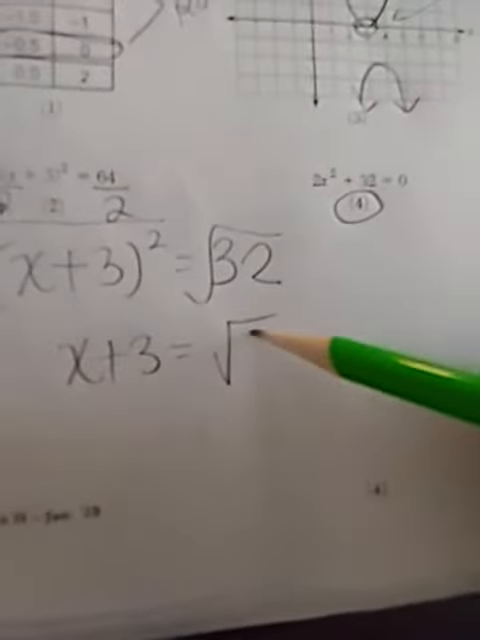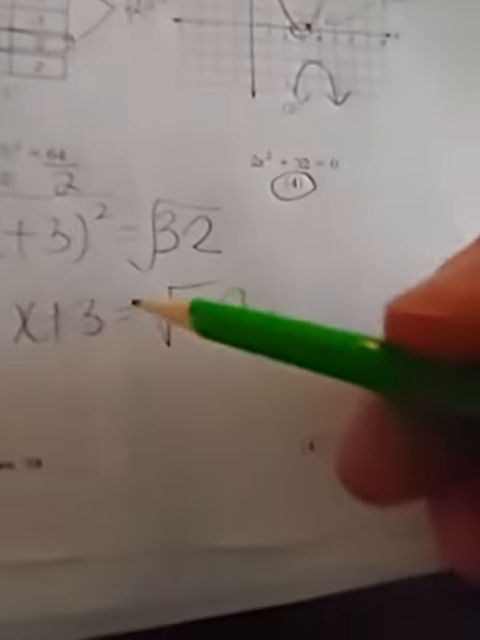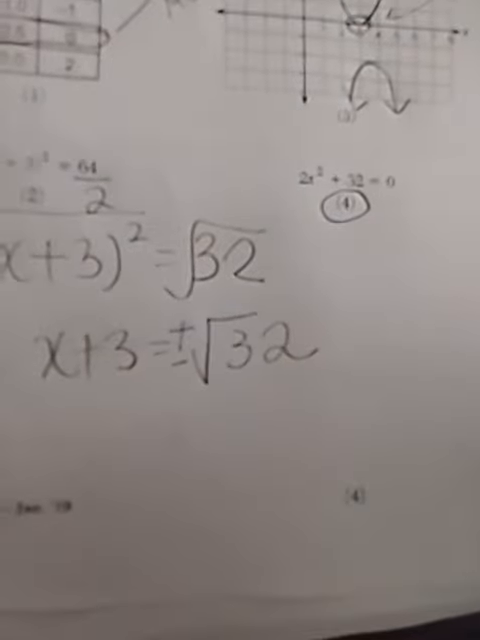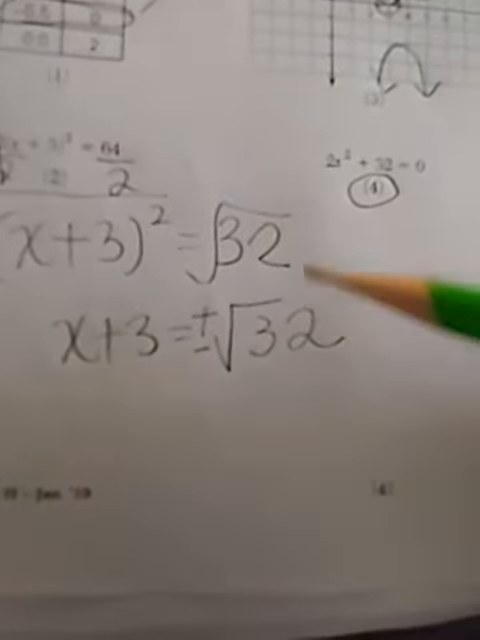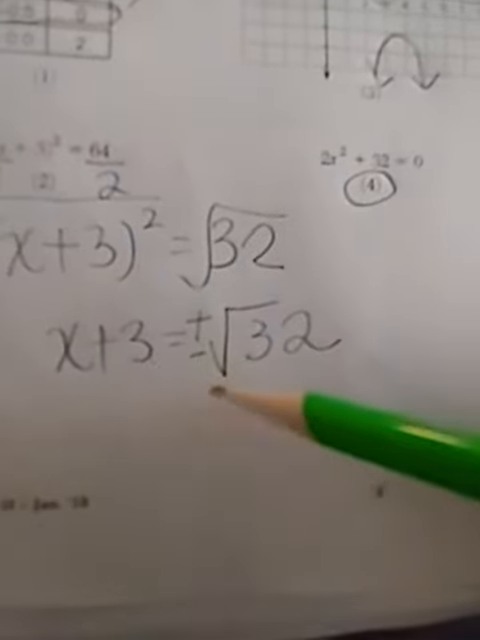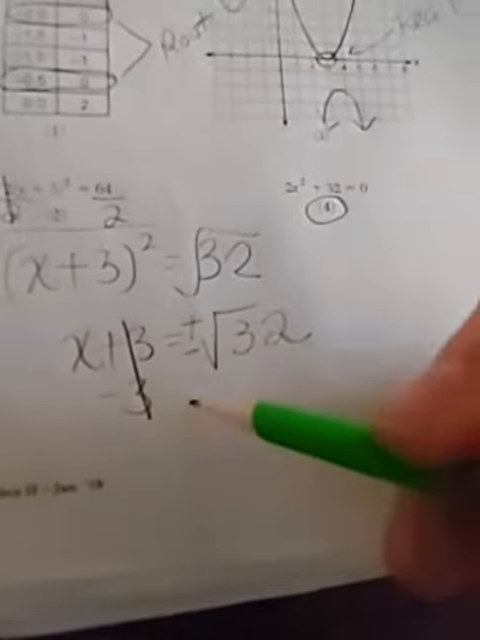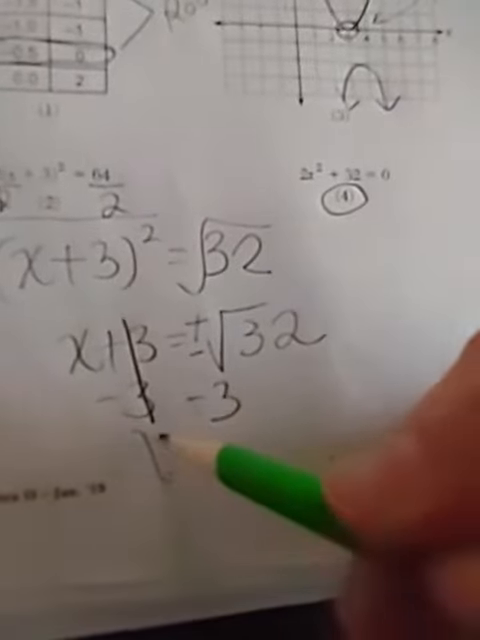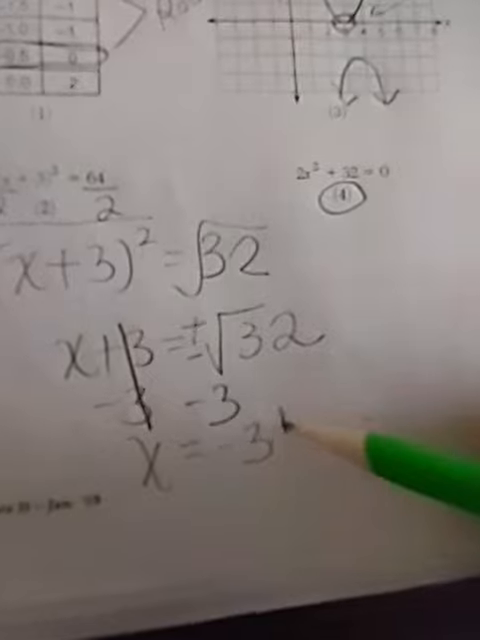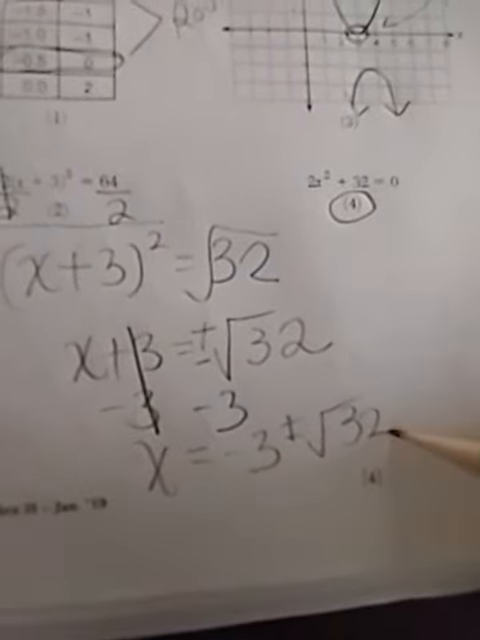Now, the square root of 32 is irrational, but it's not imaginary. I don't have a negative underneath that radical. So this one has real roots. Even if I go further and move over the 3, it still has real roots. The real roots are -3 plus or minus radical 32.